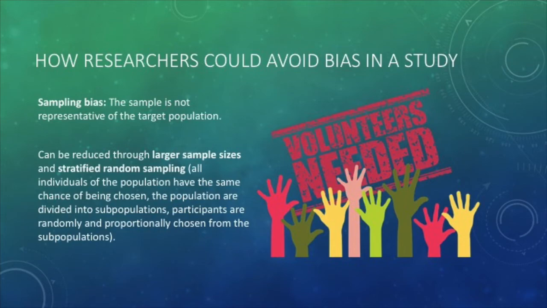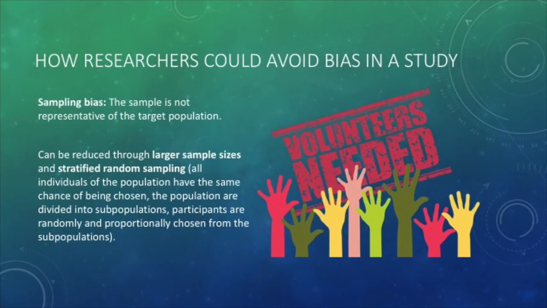deals with the problem of heterogeneous populations, as it divides the population into more homogeneous subpopulations that it samples randomly from. This would, for example, avoid the sampling of 9 boys and 1 girl from a population of 50 boys and 50 girls.